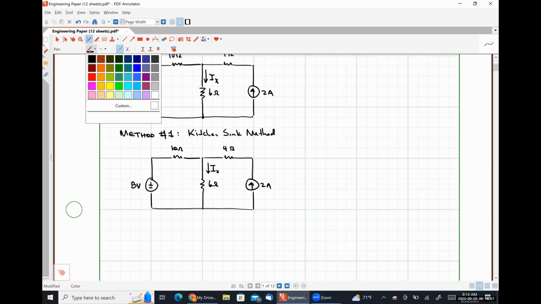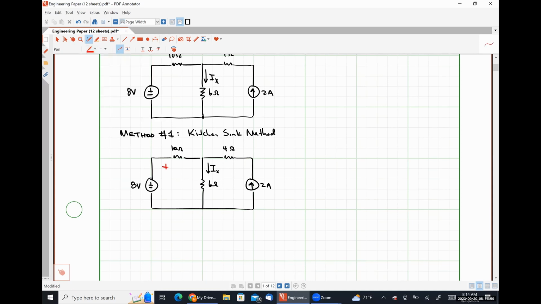I'm going to call the voltage drop across the 10 ohm resistor V10, and I am arbitrarily choosing positive polarity on the left. I'm going to call the voltage drop across the 6 ohm resistor V6, arbitrarily making the positive polarity terminal on top. This is going to be the voltage drop across my 4 ohm resistor, positive polarity terminal arbitrarily on the left.